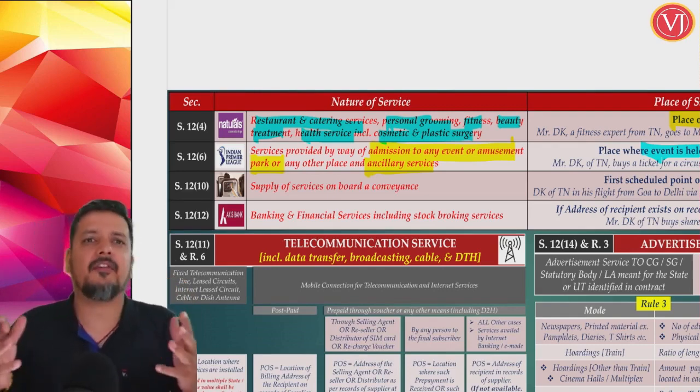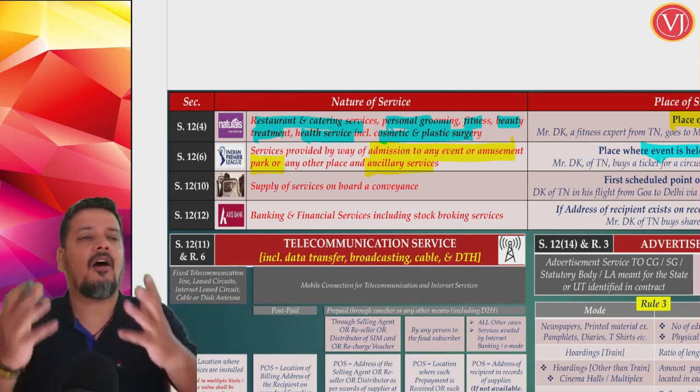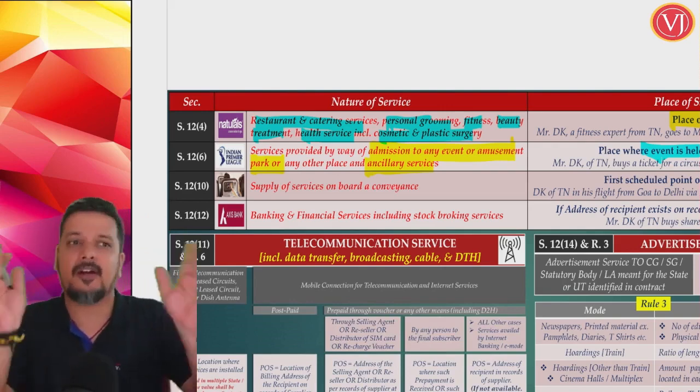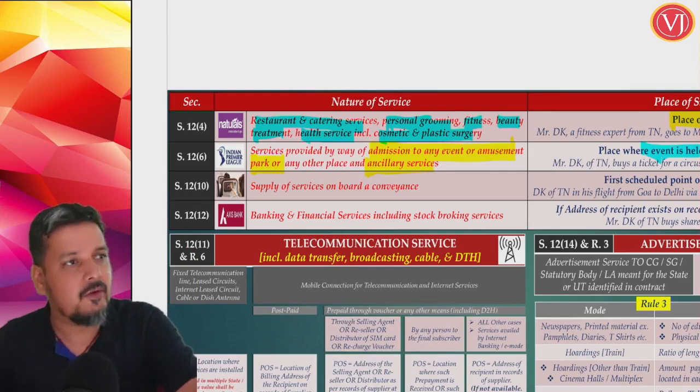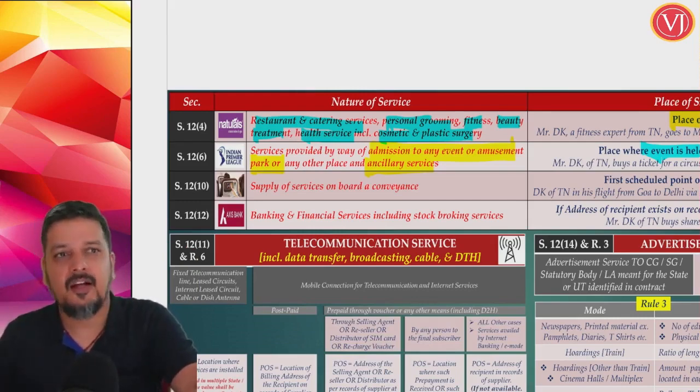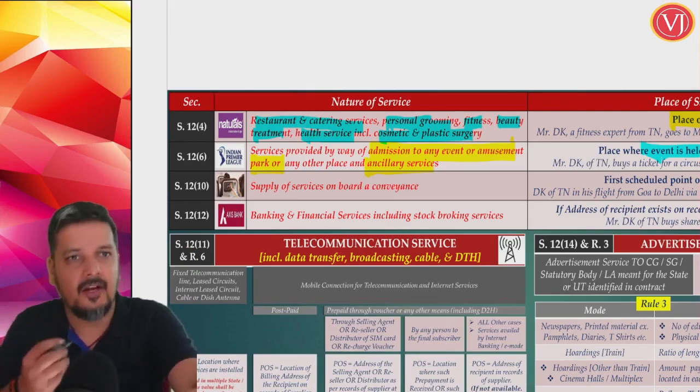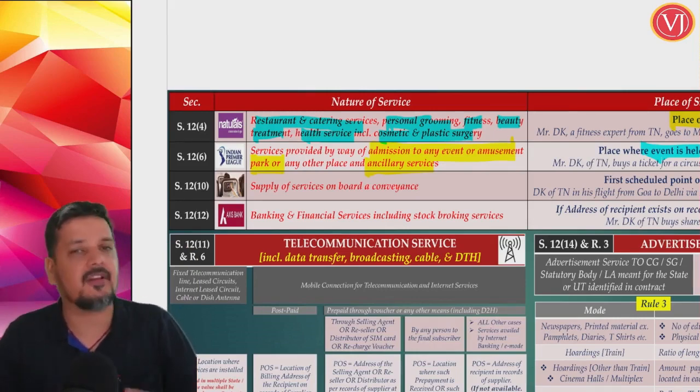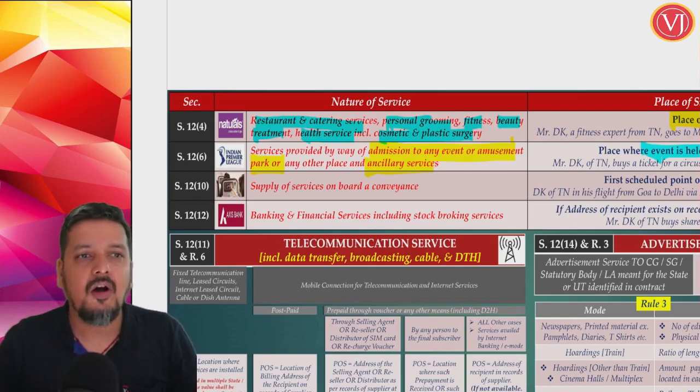Now, organization of event. When you talk about an IPL event, all the services associated with IPL are organization of event. Only the ticket that you pay for and enter with is admission. Along with the ticket, you'll have food. So, ticket and the food are only related to admission. Everything else is related to organization of an event.